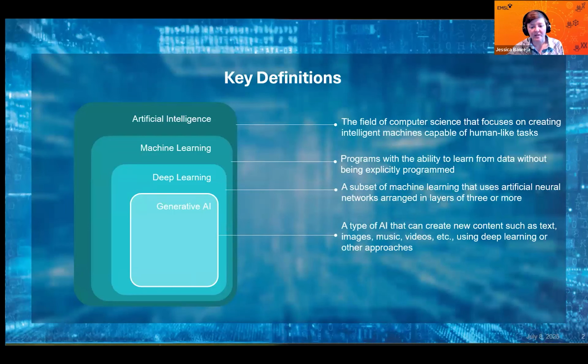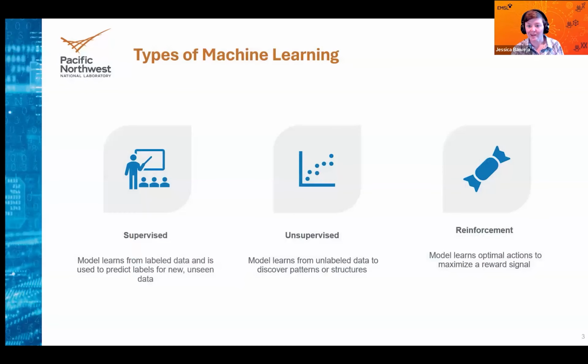So before I dive into large language models specifically, I want to remind everyone of the broader landscape of machine learning, and that'll help us understand where large language models fit a little bit better. There are broadly three types of machine learning. There's supervised learning, which is where the model is learning from labeled data, and it can be used then to predict new unseen data.